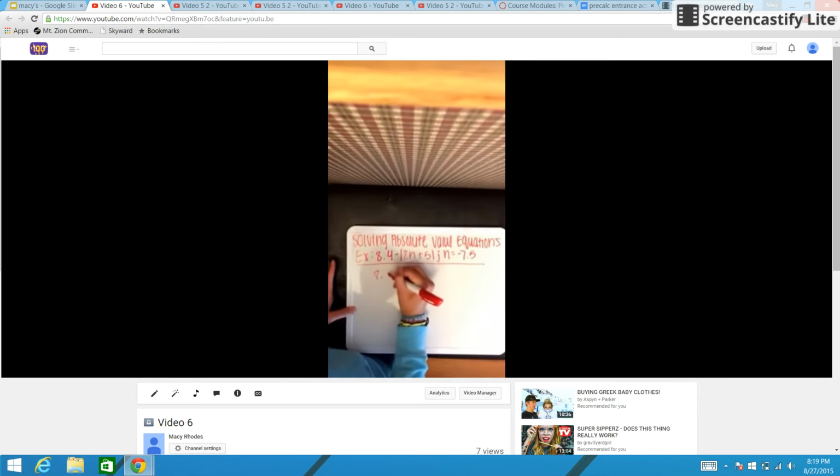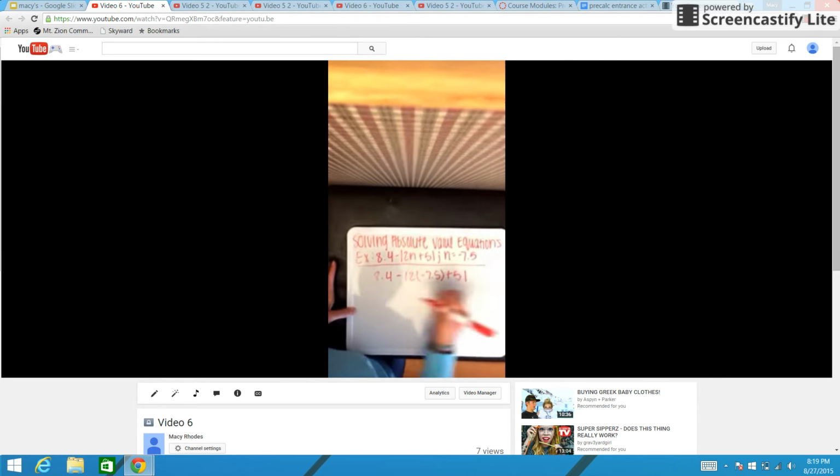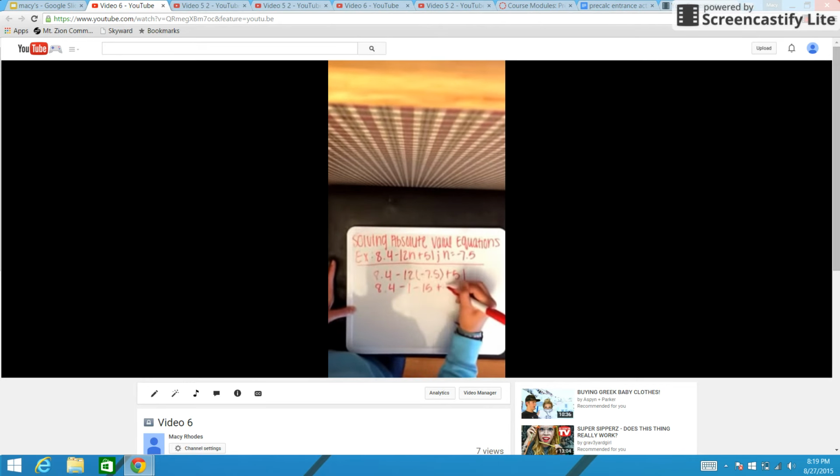For the video of this one, the example is 8.4 minus 2n plus 5 inside of the absolute value notation, n being a negative 7.5. And since it is a negative number of 7.5, it's going to be a negative inside of the absolute value notation, which will become positive and leading to a positive product.